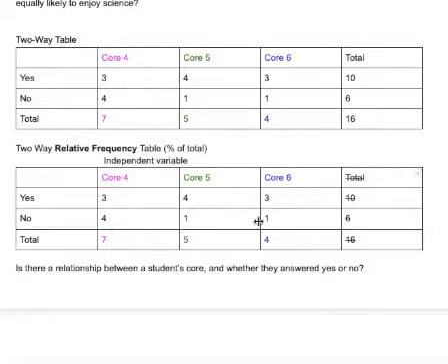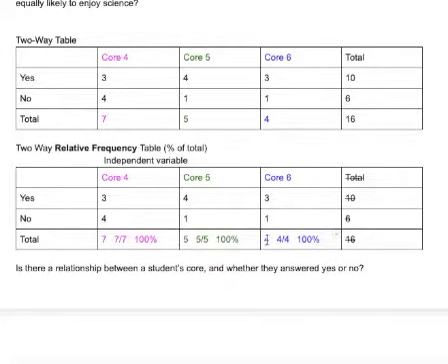And basically what I'm going to do is write my relative frequency table. I'll leave my numbers here for now, but I'm going to write them as pieces of the total. So the 7 is going to be 7 out of 7, which is 100%, because 7 is my total number of kids who are in core 4. And then 5, same thing, 100% of the kids in core 5. And for core 6, it was 4 out of 4, with 100%.